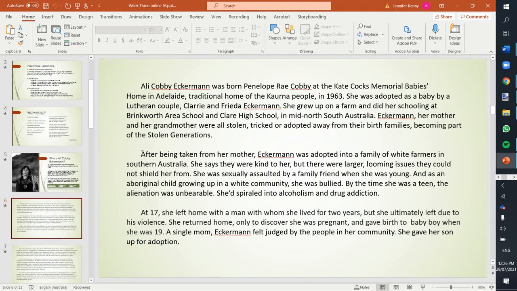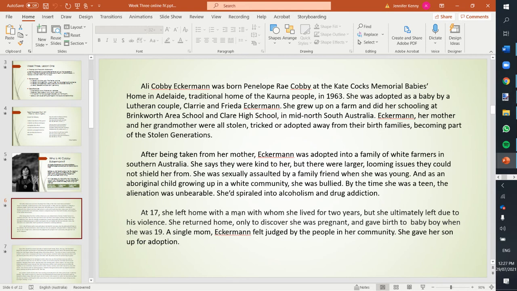After being taken from her mother, Eckermann was adopted into a family of white farmers in southern Australia. She says they were kind to her, but there were larger looming issues they could not shield her from. She was sexually assaulted by a family friend when she was young, and as an Aboriginal child growing up in a white community, she was bullied. By the time she was a teen, the alienation was unbearable. She spiraled into alcoholism and drug addiction.